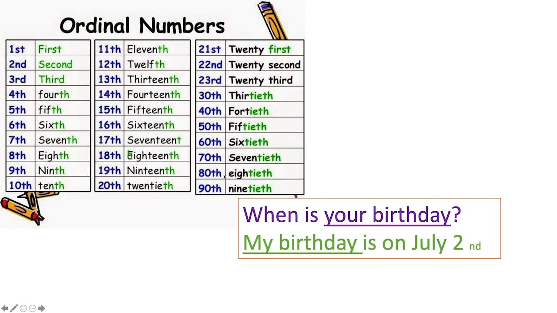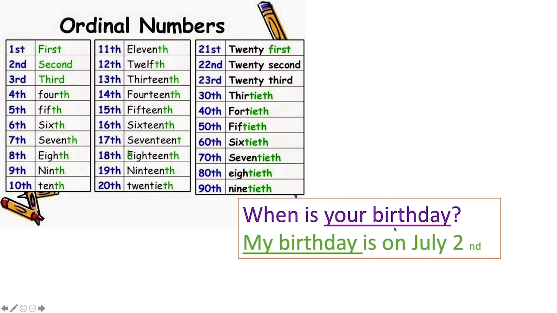So for example, you say, when is your birthday? And here you say, my birthday is on July the 2nd. And here you take the last 2 letters and you write them here, the N and the letter D, on July the 2nd. Or you can also say on the 2nd of July. July the 2nd or the 2nd of July. Yes?